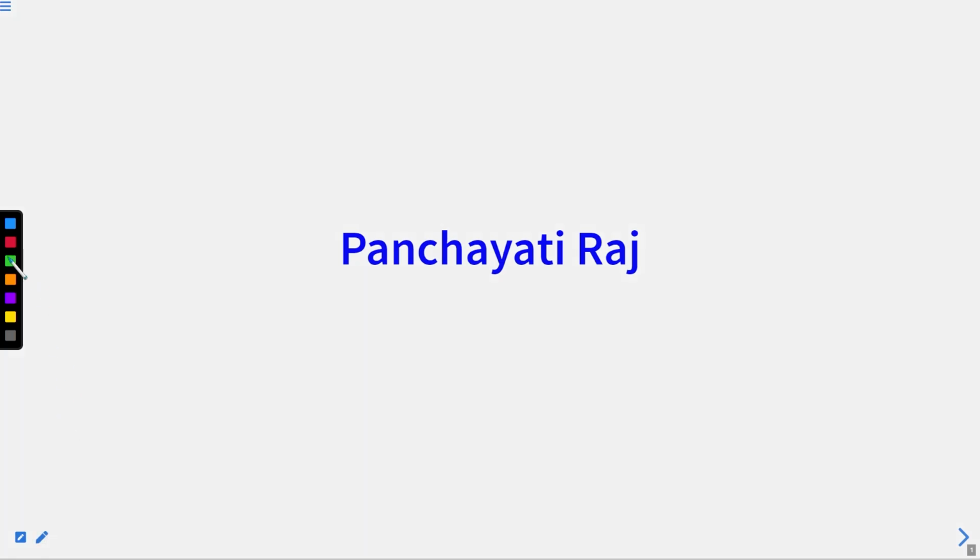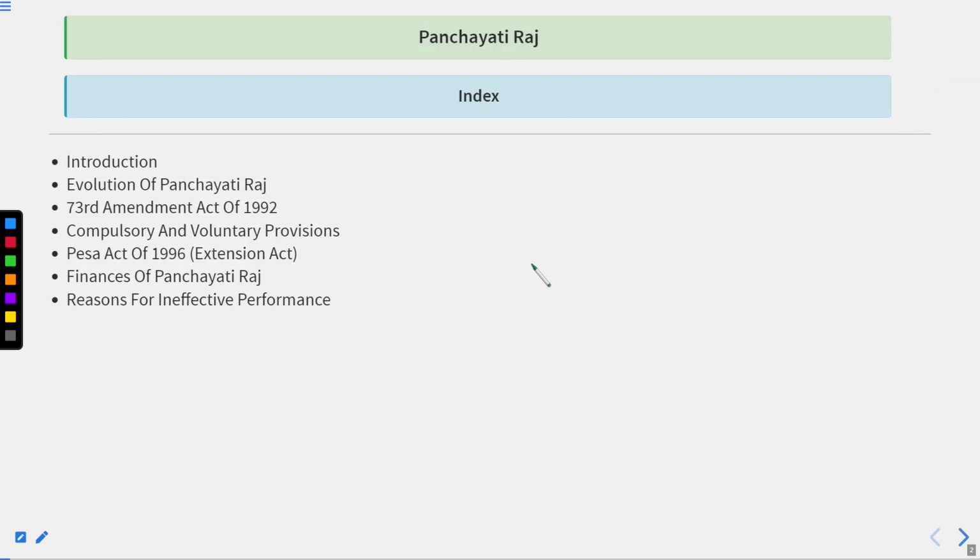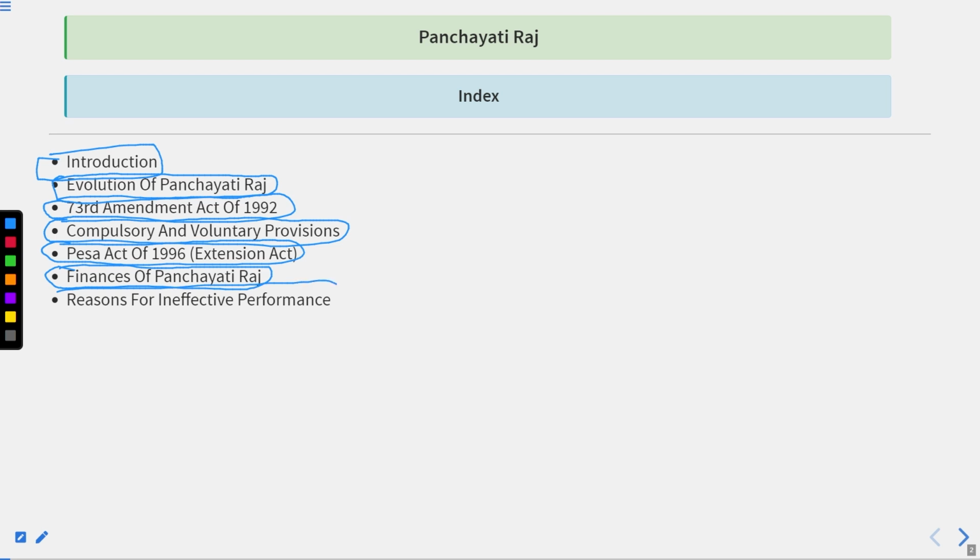So students, as we know, we had started the discussion over the Panchayati Raj in the previous lecture. And these are the topics we have scheduled for the discussion under this particular series: the introduction part, the evolution of the Panchayati Raj, the 73rd Amendment Act of 1992, compulsory and voluntary provisions, the PESA Act of 1996, the Accession Act, finances of the Panchayati Raj, and reasons for ineffective performance. So these are the topics we have scheduled for the discussion.